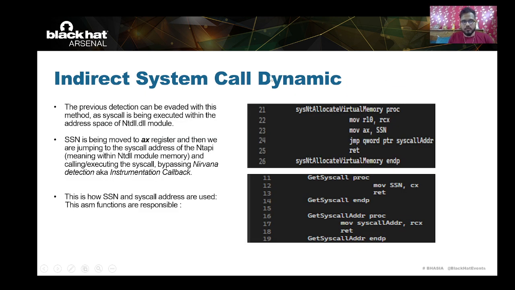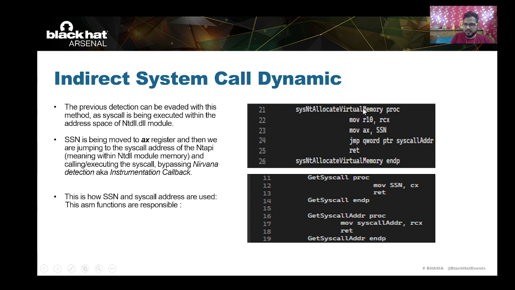Now we would jump to indirect system call. Why? Because indirect system call eradicates this issue, and I would be focusing on the dynamic version of indirect system call. Why would it eradicate this issue? Because the direct system call enters the kernel directly and gets detected by instrumentation callback. But in this case, it will not go directly to the kernel. It would jump to NTDLL, then execute the system call, then jump to the kernel. That is the reason why it is not getting detected.